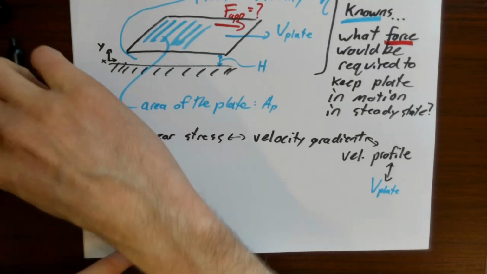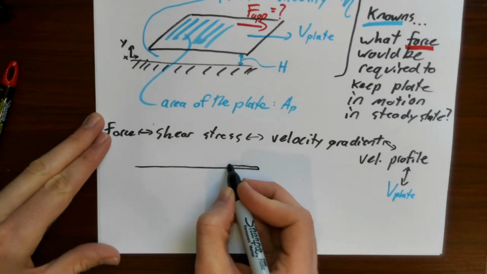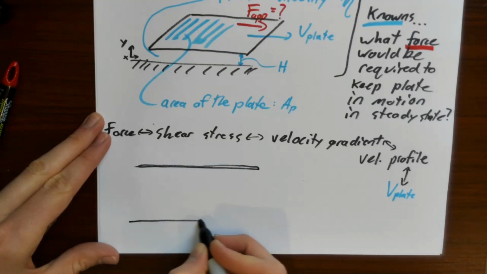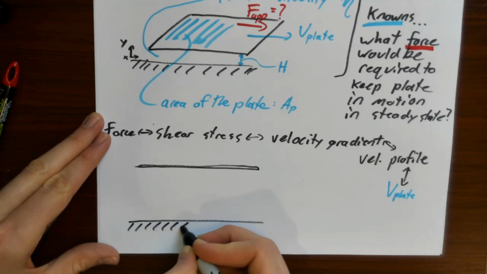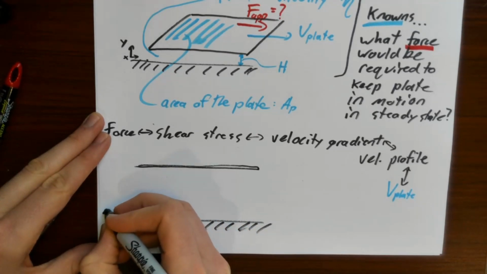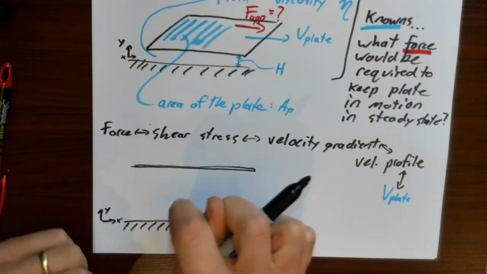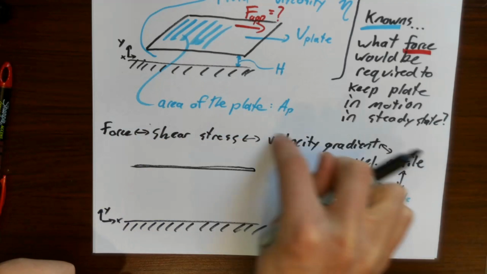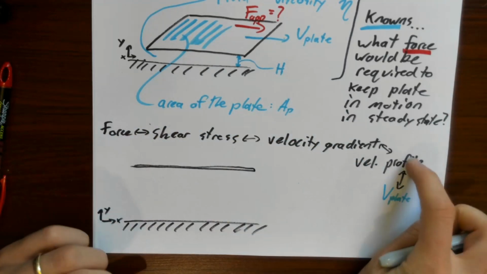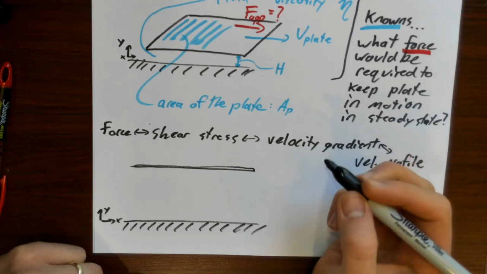All right, so let's take a side view. We have the plate on top, the ground underneath, X and Y. And our goal is to work out all of this stuff. If we can get the velocity profile, that can help us with all of this stuff here.